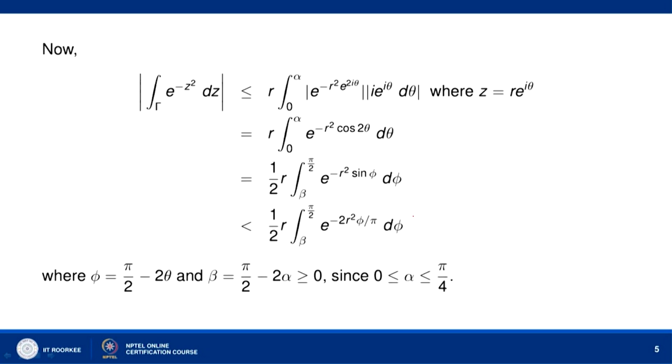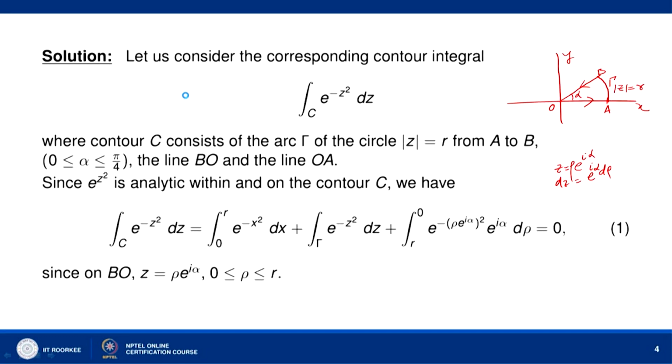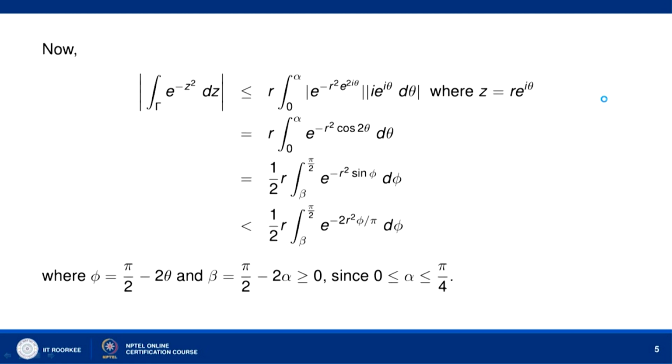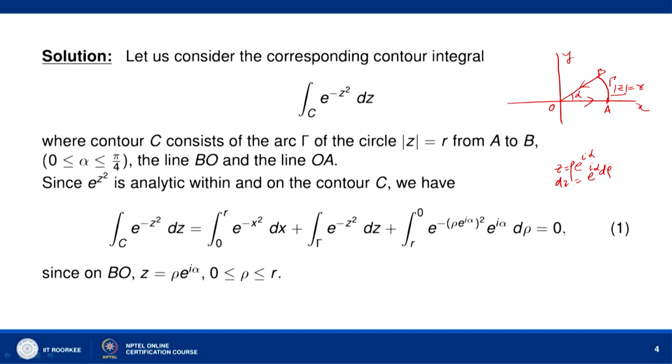Now, let us find the value of the integral along gamma, the semicircular arc of the circle mod of z equal to r. So, the integral over gamma of e to the power minus z square dz is less than or equal to something. Let us put z equal to r e to the power i theta. Any point here on the arc, I can write z equal to r e to the power i theta.